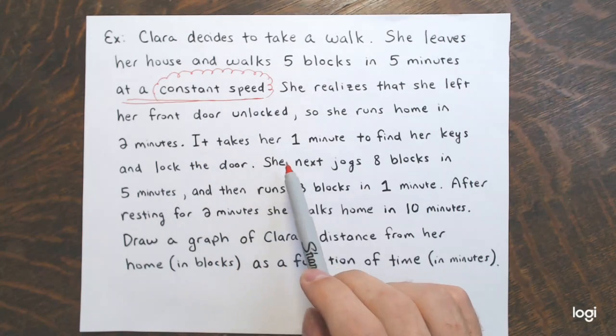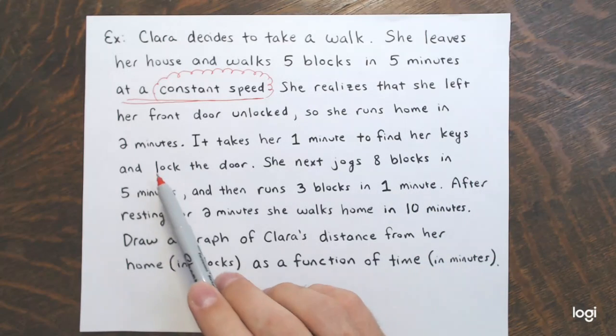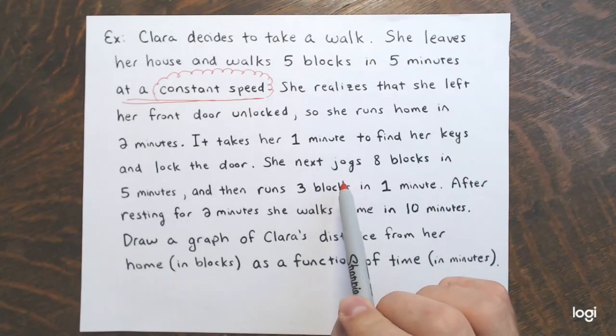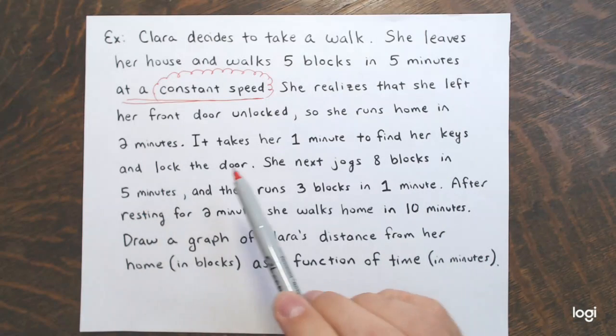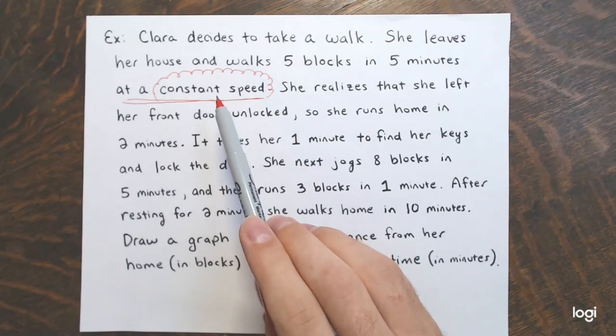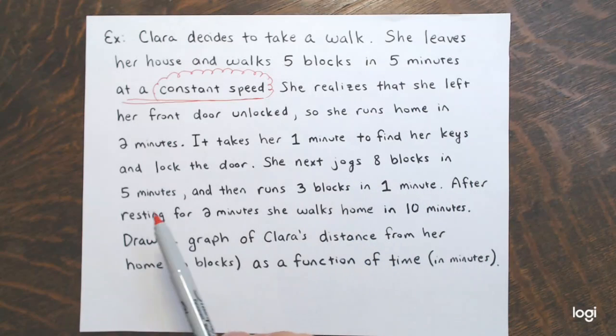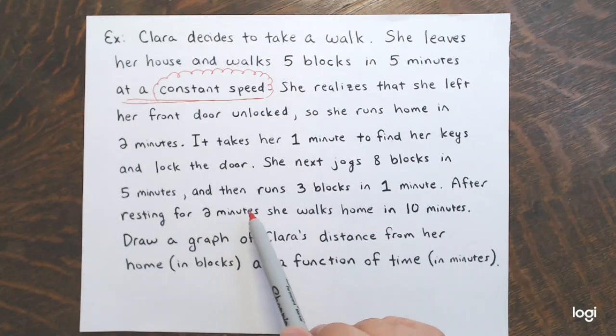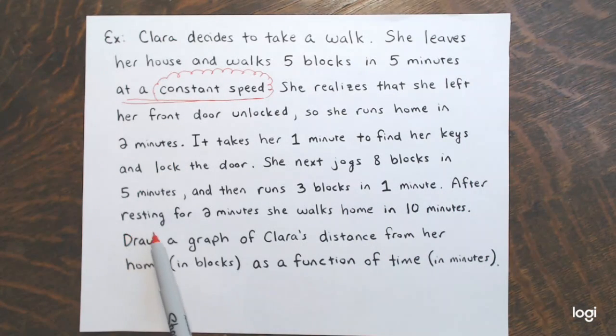It then takes her 1 minute to find her keys and lock the door. She next jogs 8 blocks in 5 minutes. Again, jogging, I'm going to assume here at a constant speed. She next jogs 8 blocks in 5 minutes and then runs 3 blocks in 1 minute. After resting for 2 minutes, she walks home in 10 minutes. And so we've been described this scenario of Clara's journey away from and then back to her home.